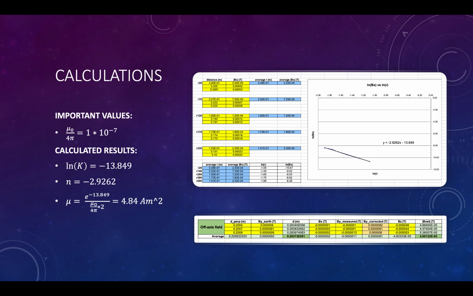So for my calculations, some of the important values were that constant being 1 times 10 to the negative 7. For calculated results, natural log of k came out to be negative 13.849, that y-intercept. My n value was negative 2.9262, and mu came out with some rearranging of an equation to be 4.84. And as you can see, there is the data for the off-axis field on the bottom.